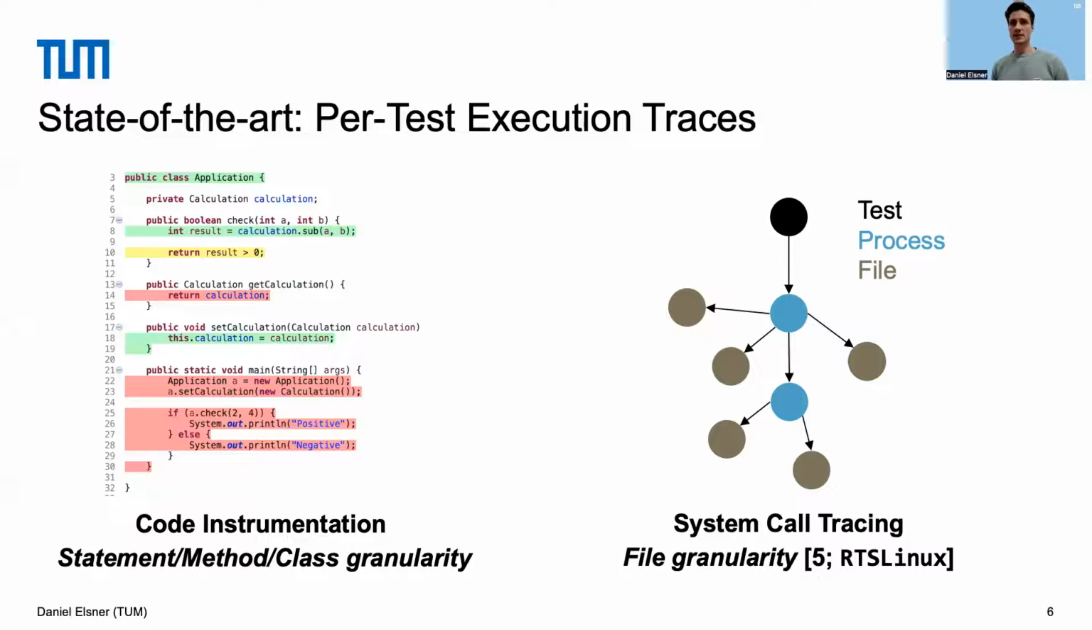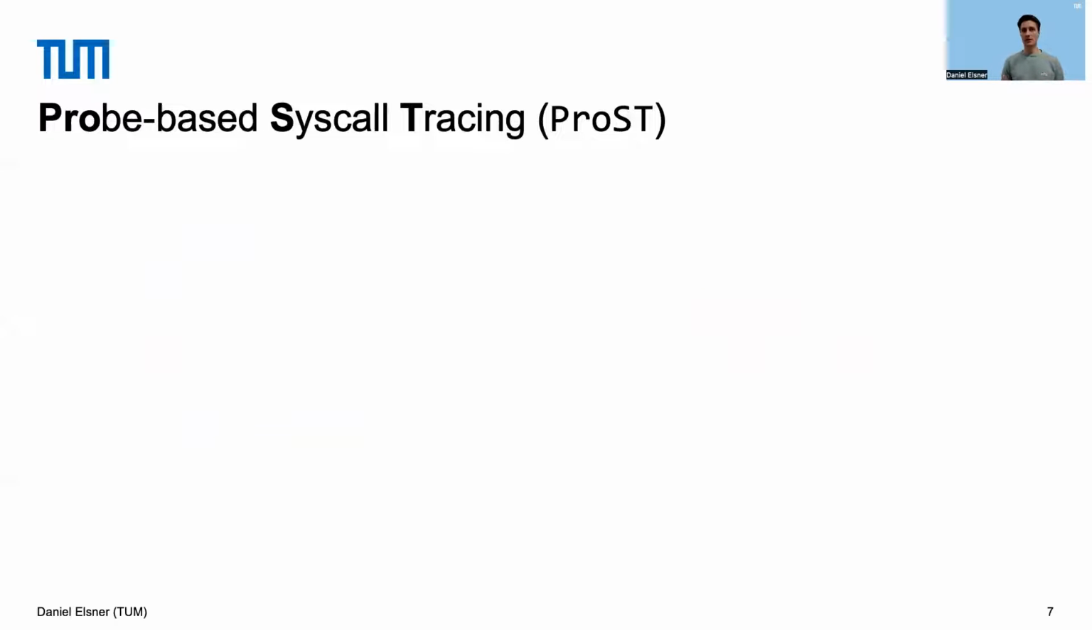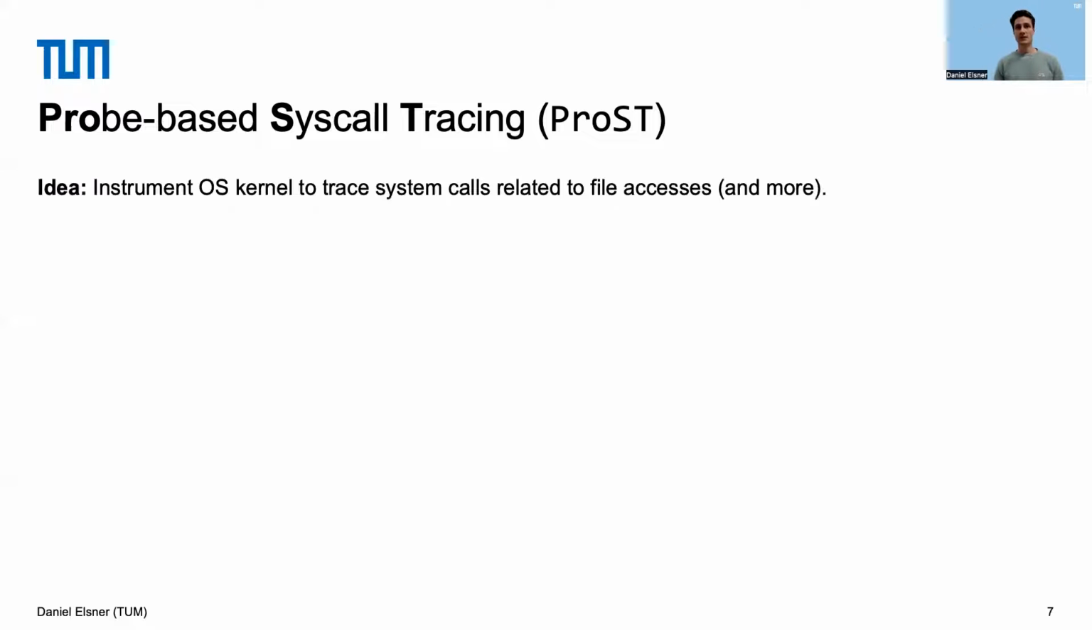But since this idea is so interesting, let's have a look at what we propose as an approach to doing system call tracing to obtain such per test execution traces in different settings than merely on Linux. So the idea is, again, instrument the operating system kernel to trace system calls related to file accesses and process spawns. So we need to know when a process also spawns some sub-process, some child process, and we want to keep track of all the files that have been accessed during the execution of the process, and one process corresponds to one test case that's executed.